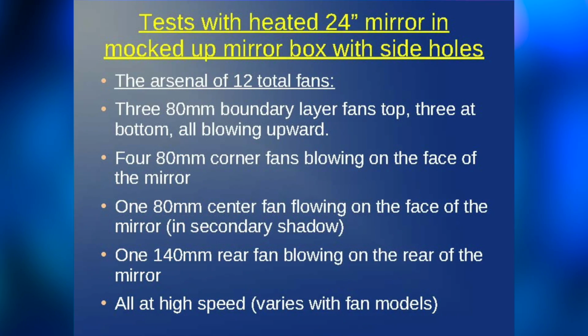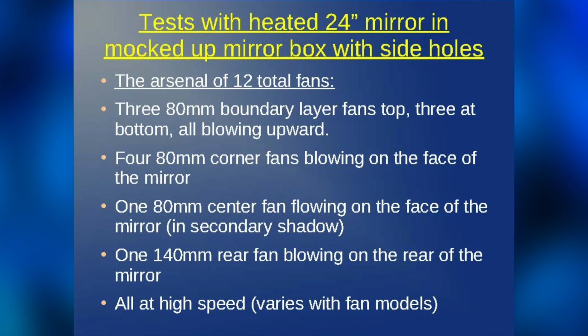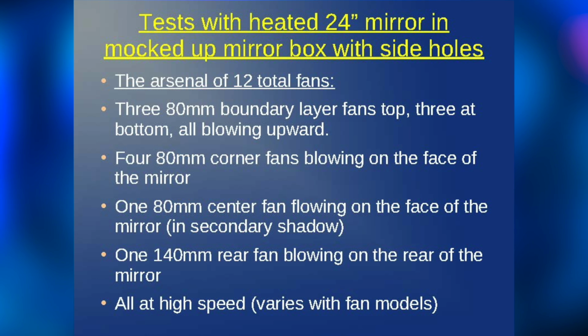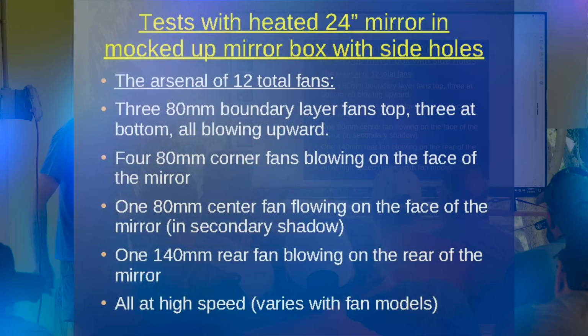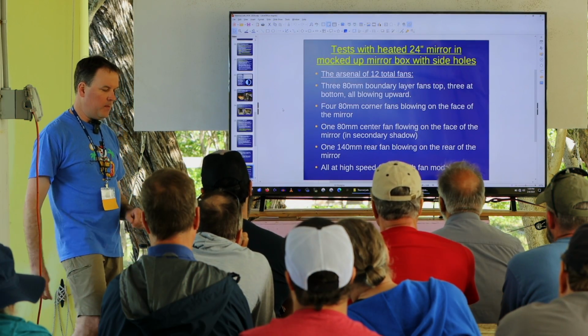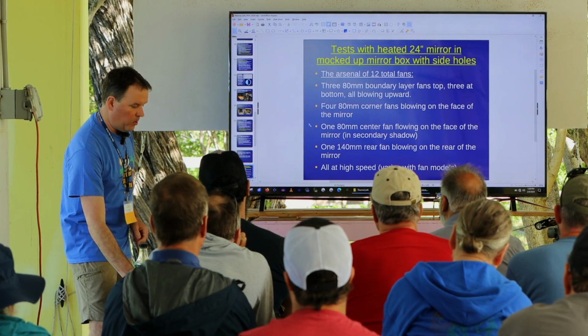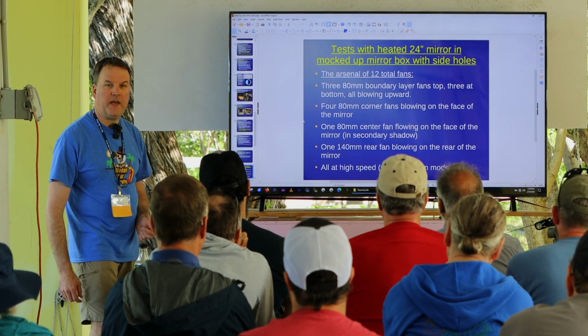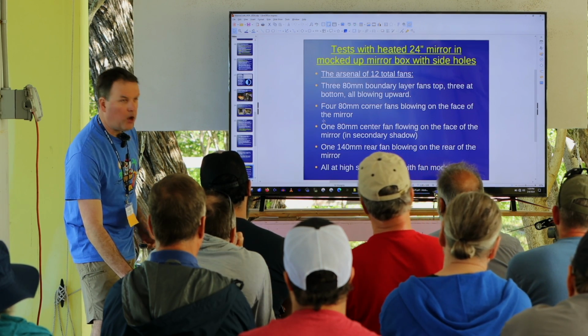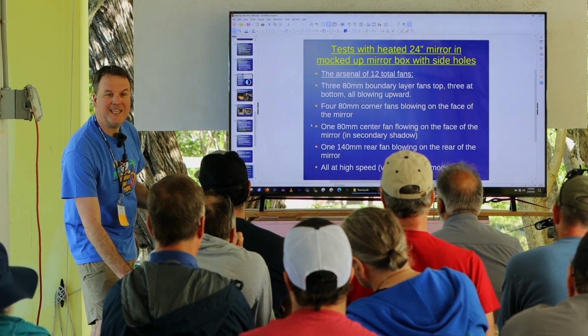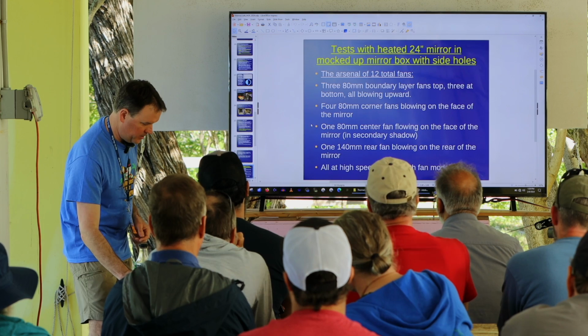We've got 12 fans total to choose from. I've got 3 80mm boundary layer fans up top, 3 at the bottom, all blowing upward. So sometimes a typical setup for a certain telescope. I've got 4 80mm corner fans blowing down at the face of the mirror at an angle, diagonally. 1 80mm center fan, as we just saw before, and a larger 140mm rear fan blowing on the rear of the mirror. All of these are going to be fired up at high speed for the video purposes.